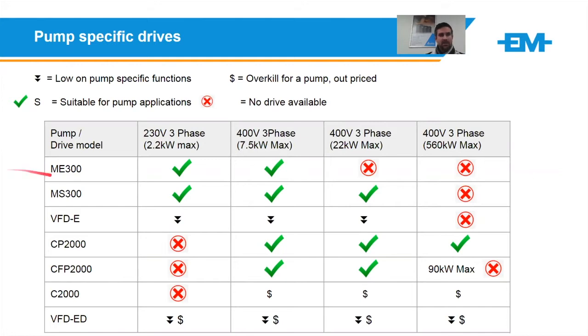So the ME300, our entry-level drive, is very good for pumps for a low-cost system. The only negative here is we stop at 7.5 kilowatt. So if you need an 11 kilowatt drive, the ME300 won't be your pump drive. The MS300, much the same, very good for pump applications, with a lot of built-in pump features, and that goes up to 22 kilowatt max, so nothing more than that. The E-drive is generally low on pump protection parameters and features, so I wouldn't suggest it for a pump application. But if you just need to turn a pump, the E-drive will do the job.